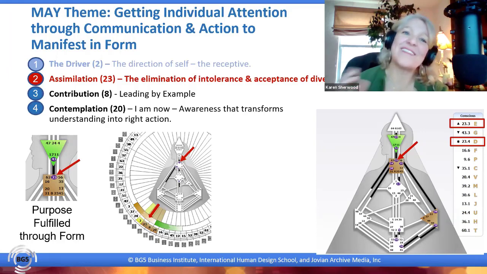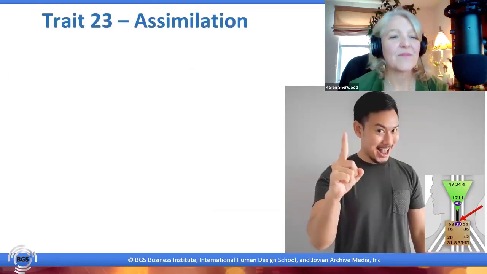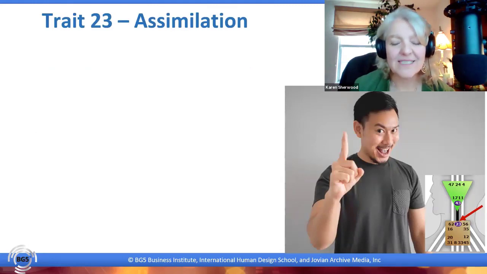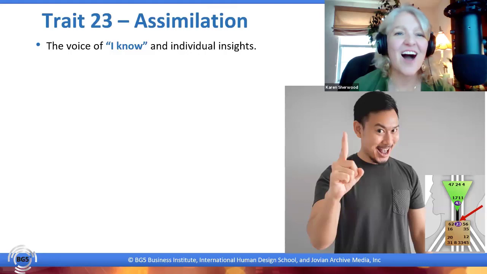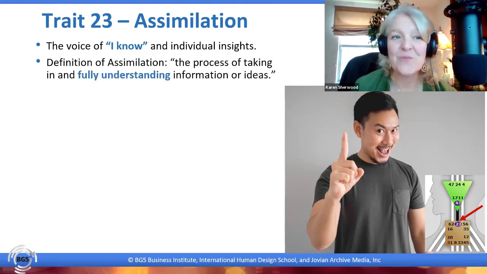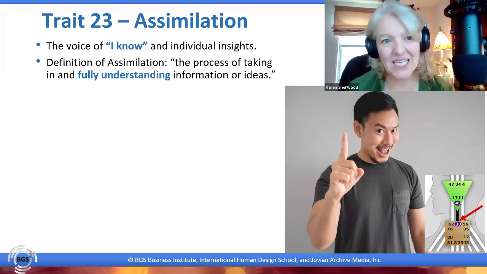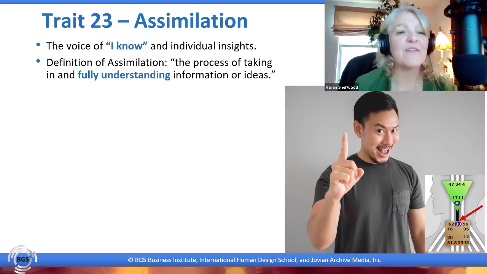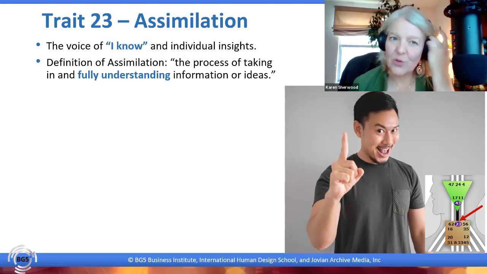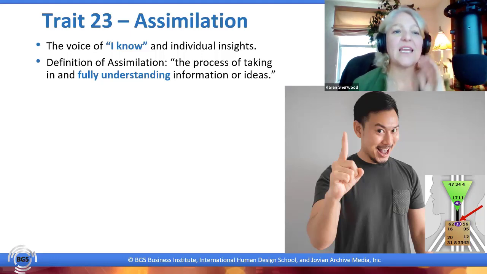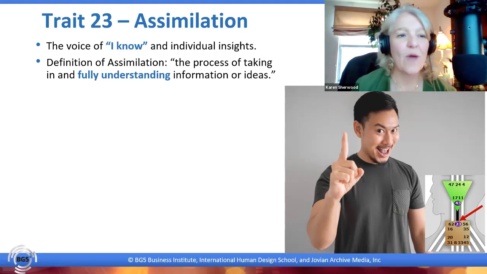So let's take a look at what this assimilation is all about. The trait 23 of assimilation is the voice of I know. As we were talking about with communication, communication and action, all of these are traits that are in communication and action. So this is the voice of I know. And if we take a look at the definition of assimilation, what does assimilation mean? It's the process of taking in and fully understanding information or ideas. So this week you may be experiencing taking in and understanding information in a different way.